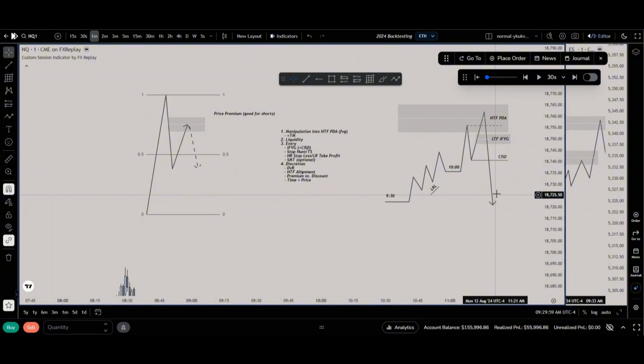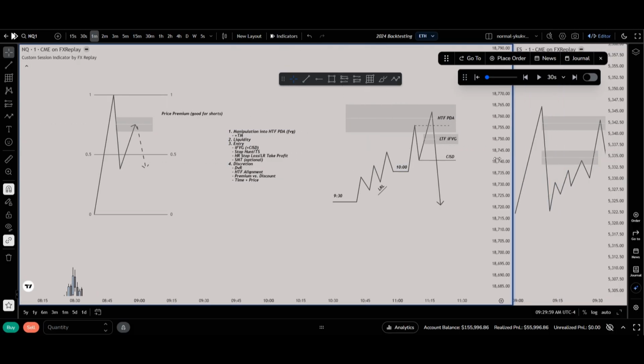Honestly I don't know how to explain too well, but first I'm going to be looking for manipulation into a high time frame PDA. I want to look at how price respects it, reacts off it. That's the main point. I want to look for a manipulation into a high time frame PDA before I take a trade. That's the main thing.